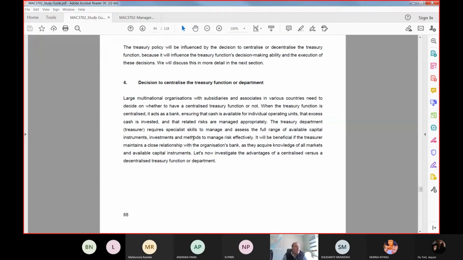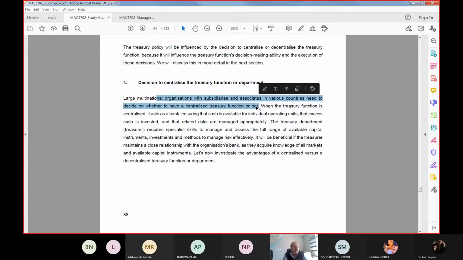A large multinational organization with subsidiaries and associates in various countries needs to decide whether they should centralize the treasury function or not. Like I gave you the example of Coca-Cola, that is not centralized, which is brilliant. Well, there are advantages, as I said, and there are also disadvantages. Companies like ShopRite Checkers are not centralized yet. Maybe moving further, it will be.